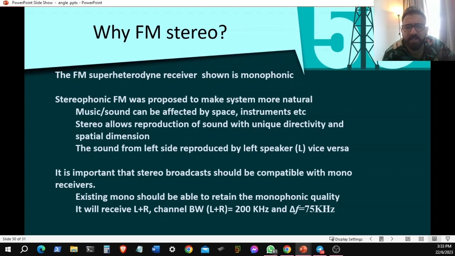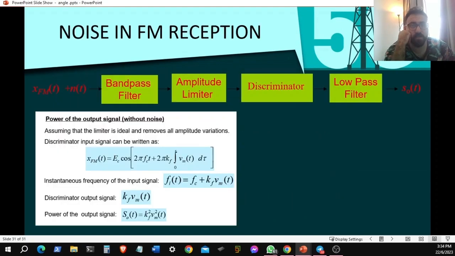It is very important that stereo broadcast should be compatible with mono receivers. Existing mono should be able to retain the monophonic quality it will receive, L plus R, channel bandwidth L plus R equal to 200 kilohertz, and delta F equal to 75 kilohertz. And noise in FM reception, as shown here in the block diagram, the XFM T plus N T will go to the band pass filter, then to the amplitude limiter, discriminator, and lastly to the low pass filter.